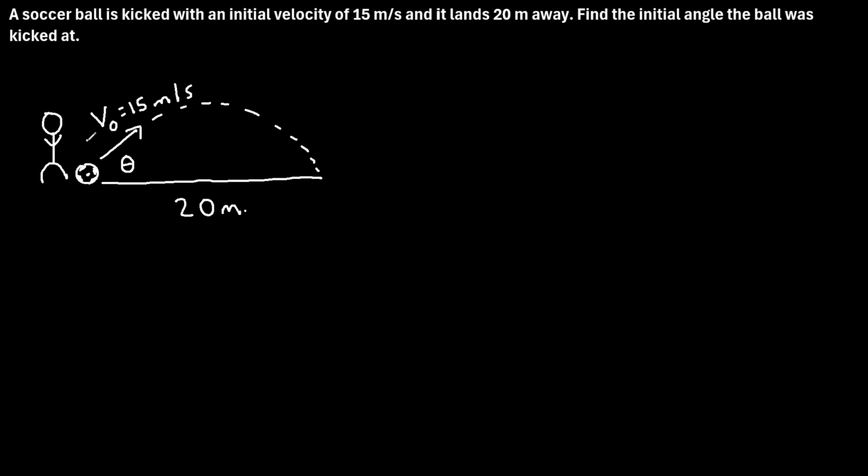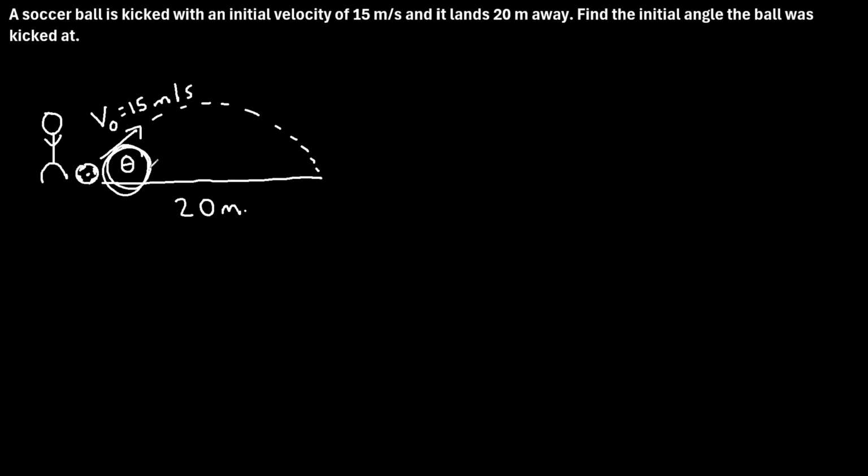So I've sketched out this situation where we have this person kicking this ball. The initial velocity, again, is 15 meters per second, and we know that the ball lands 20 meters away from where it was kicked. So our question is, based on this information, what must this angle have been that the ball was actually kicked at?